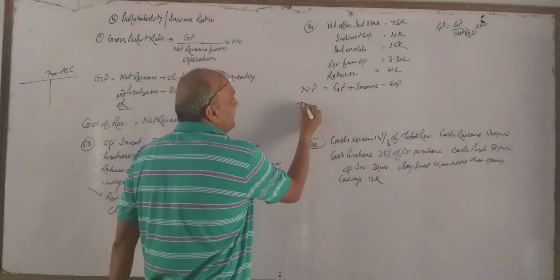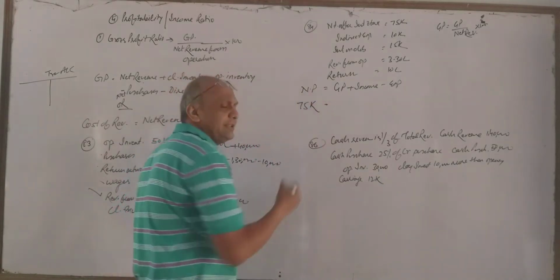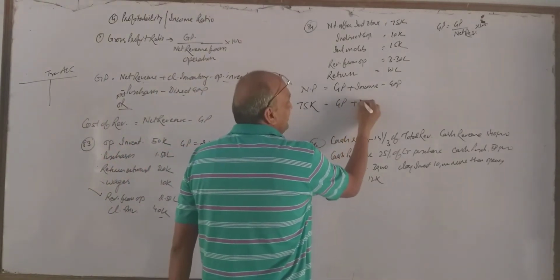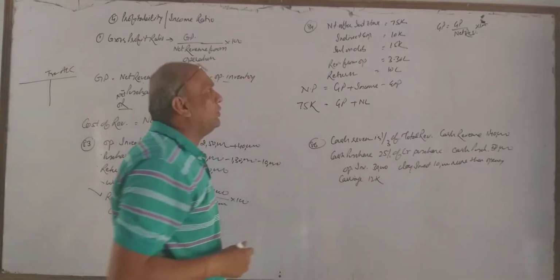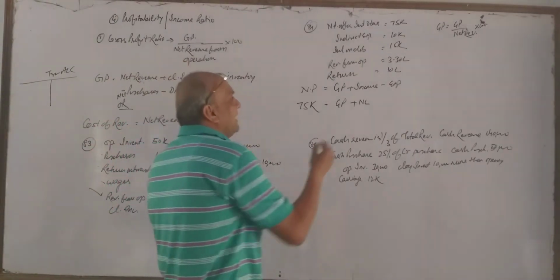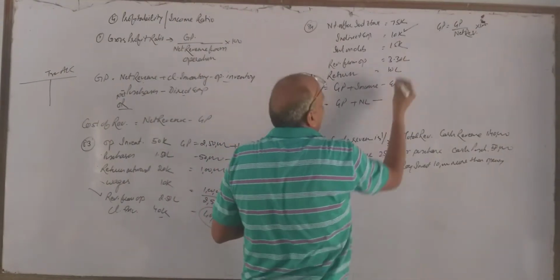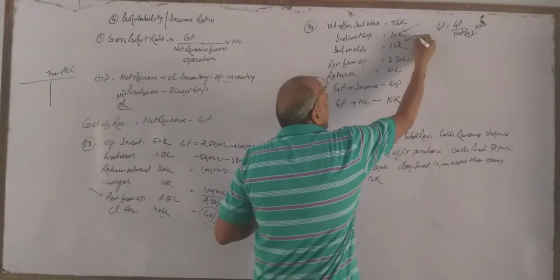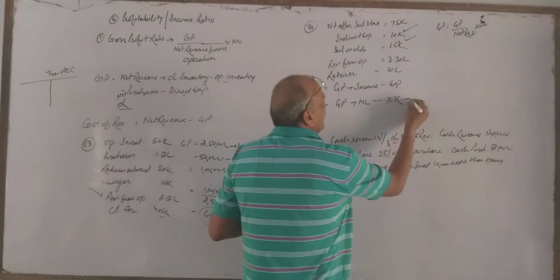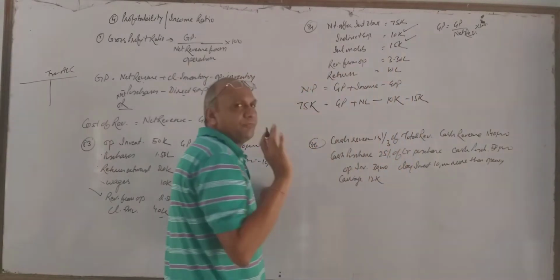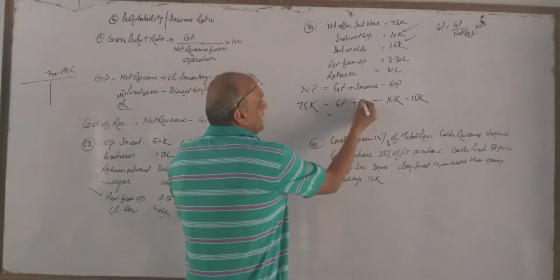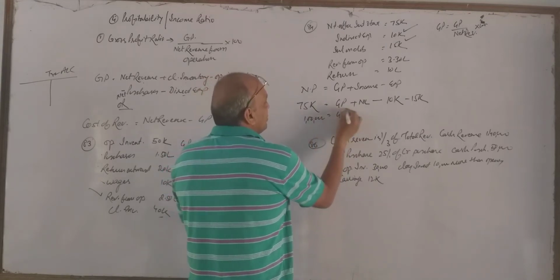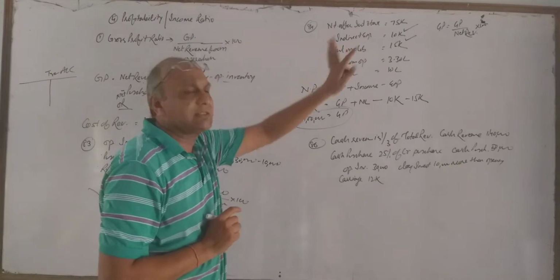Here net profit is already given to us, 75,000. GP we want to find out. Income is not given to us, we don't have a single income. Minus expenses: in expenses we have indirect expense 10,000 rupees, then interest on debenture 15,000 rupees. That's all. So GP is equal to 1 lakh rupees.